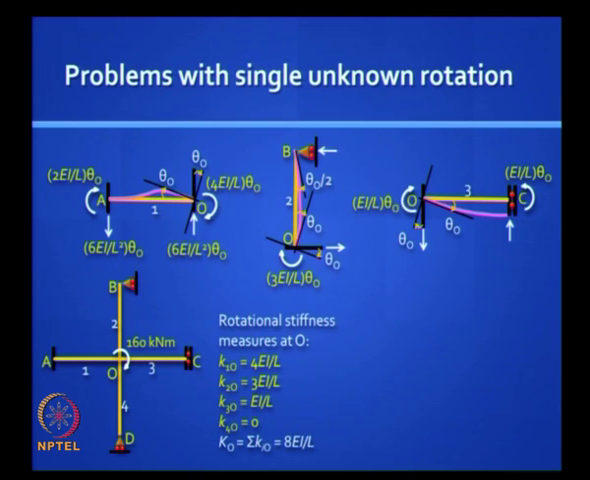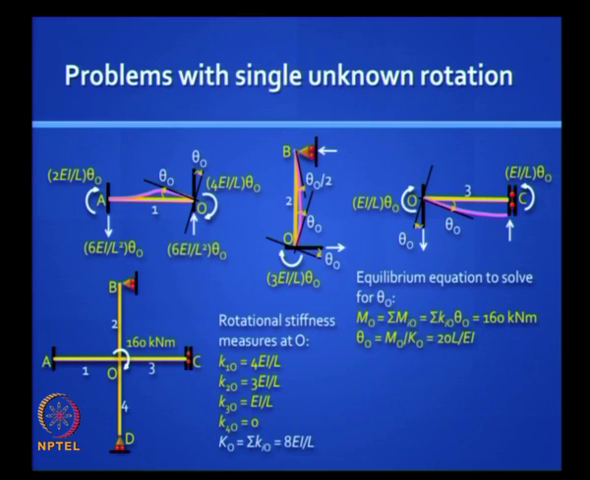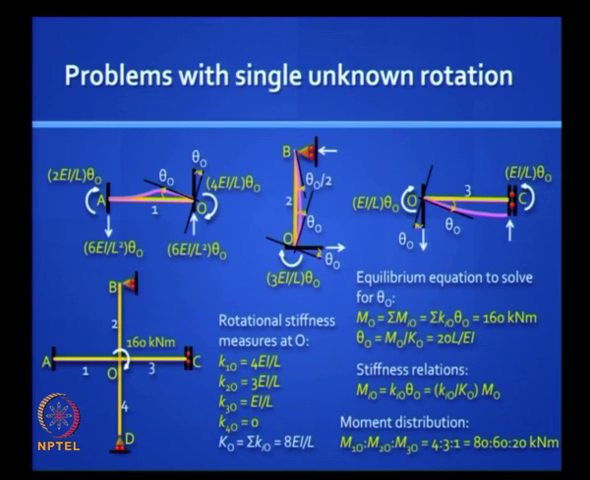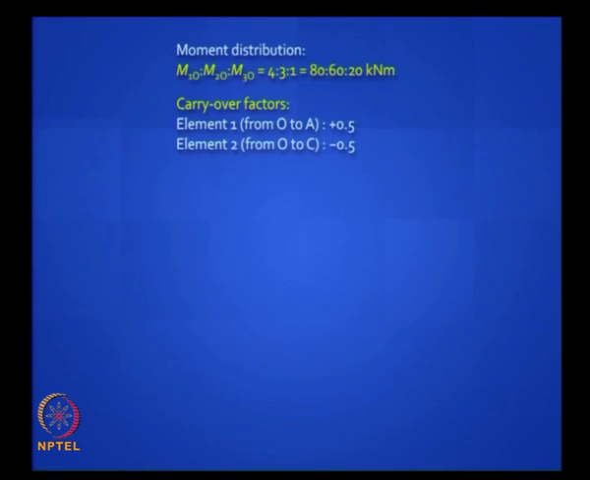These are the stiffnesses. This is the 160 kilonewton meter. Total stiffness adds up to 20 EI by L, 8 EI by L in total for the ratio, and the ratio is 4:3:1. By the way, this is moment distribution. You are distributing that 160 to the 4 elements in that ratio, 4:3:1:0. You correctly said 80:60:20.